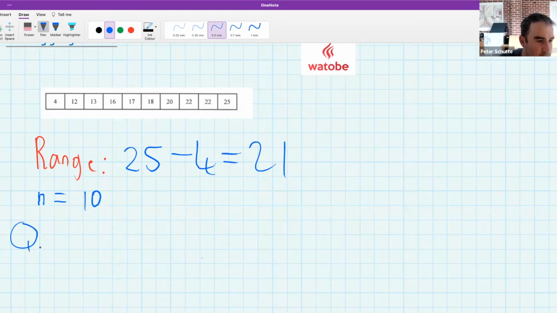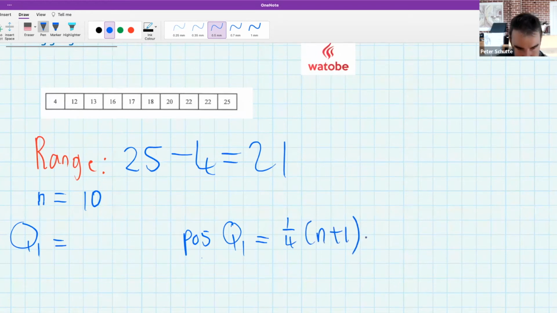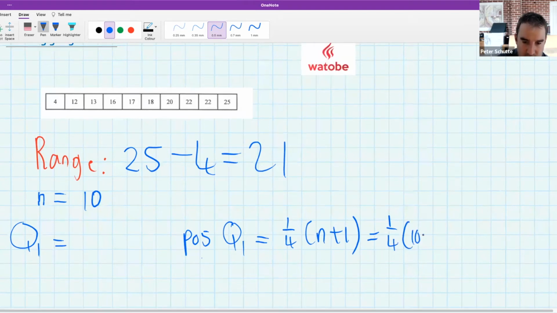Well, in order to find Q1, what is Q1? It's the first quartile, and it is a quarter of the way through the data. So in order to find the position of Q1, we do a separate calculation. We say the position of Q1 is equal to a quarter times n plus 1. And then we ask ourselves, what is the n value? The n value was 10. And so we go a quarter times 10 plus 1.